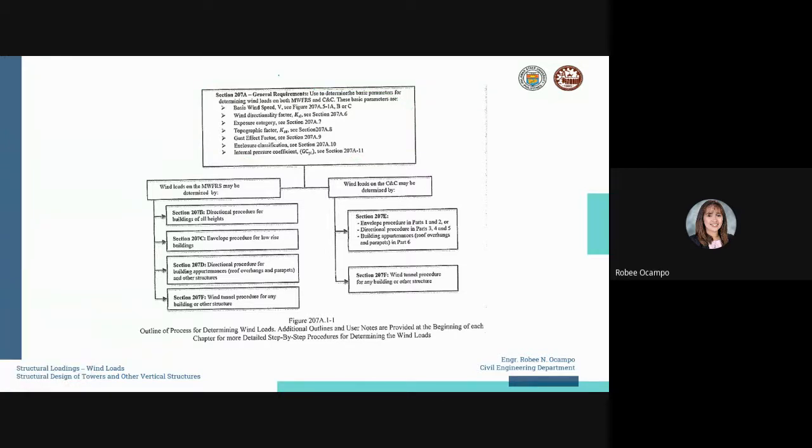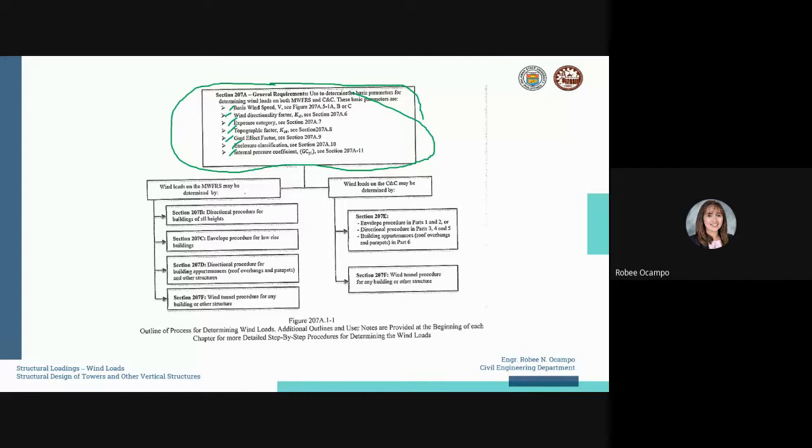Of course, before we go on to the equation or for the computation of our wind load, we need to determine all of these requirements, all of these general provisions, which is located at the section 207. Okay. Of course, you have the basic wind speed, the wind directionality factor, the exposure category, topographic category, the gust effect factor, enclosure classification, and of course, the internal pressure coefficient. Okay, so these are the general requirements, both used for the MWFRS and the CNC. And of course, gagamitin na natin when we're going to compute for the wind load of towers and vertical structures.